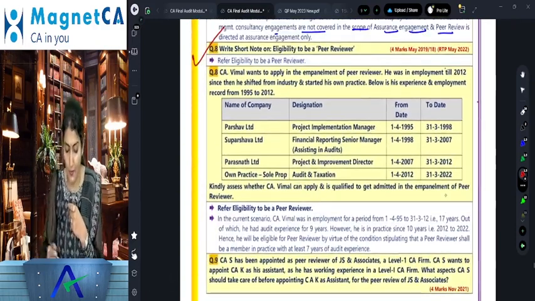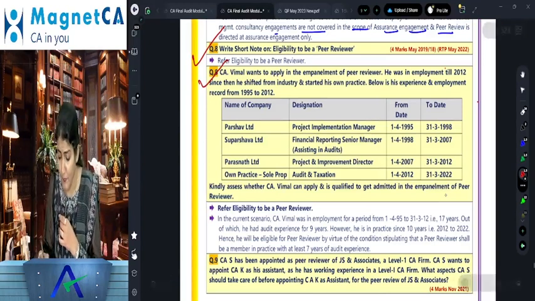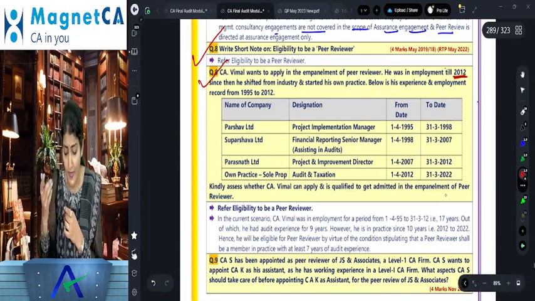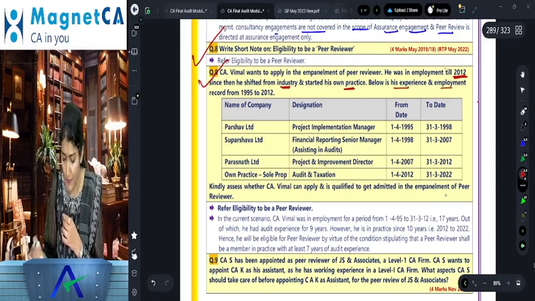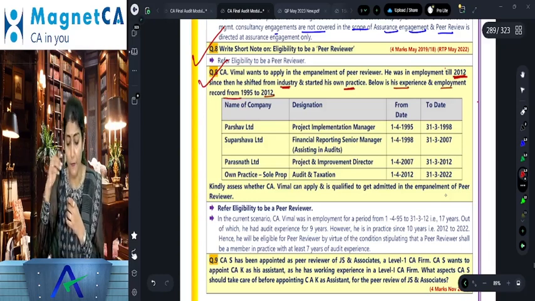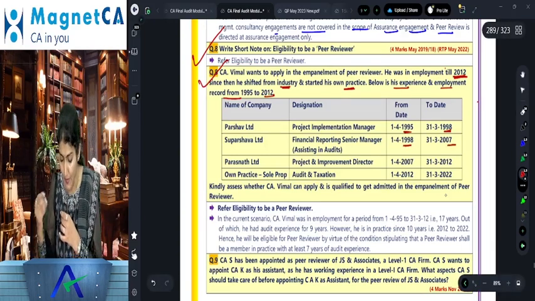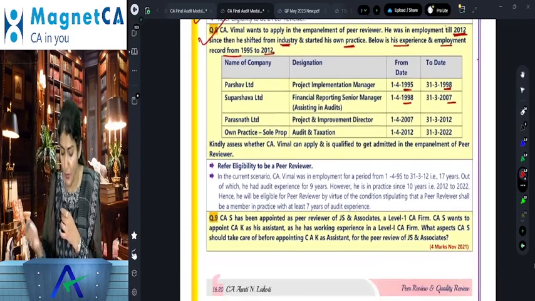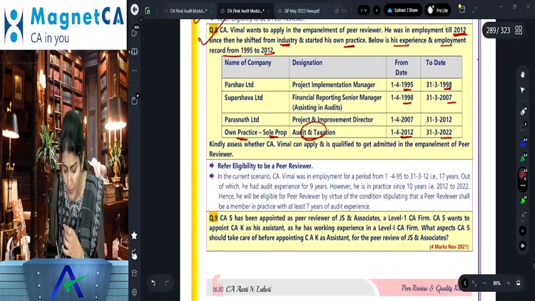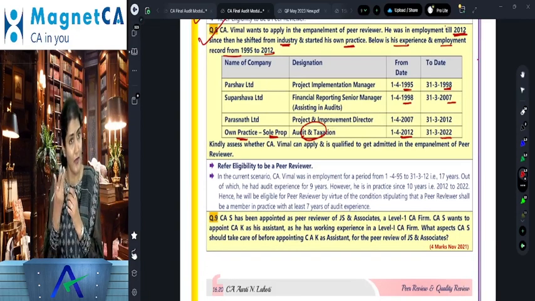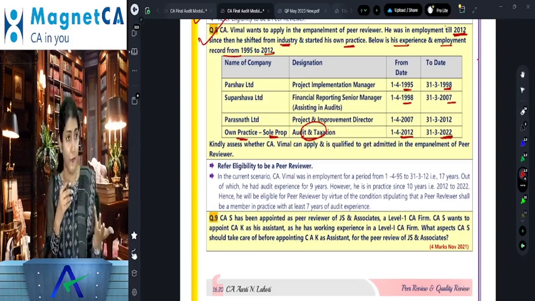Okay. Now here also there is a question. Vimal wants to apply for empanelment as a peer reviewer. He was in employment till 2012, and then he shifted from industry and started his own practice. Below is his experience and employment record from 1995 to 2012. Right, so what does it say? 95 to 98, 98 to 2007, then 2007 to 2012, and then 2012 to 2022. So anyways, own practice, sole proprietor, audit and taxation for 2012 to 2022. So anyways, that experience itself he is having for 10 years, right?